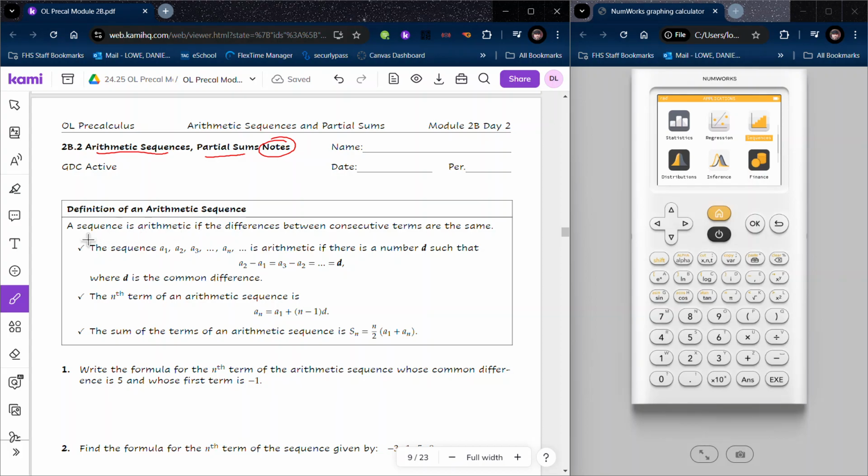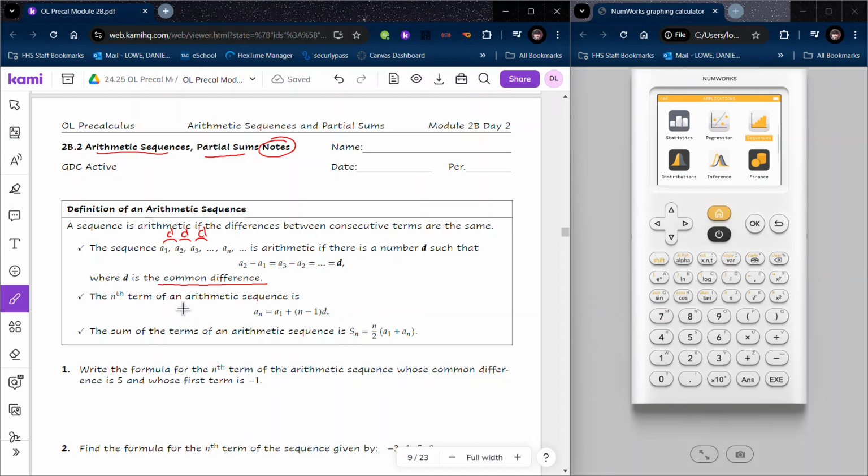A sequence is arithmetic if the differences between consecutive terms are the same. So we'll say that we have a common difference. So this sequence, a sub 1, a sub 2, a sub 3 to a sub n, going on infinitely, is arithmetic if there is some number d such that the difference between the first two terms is the difference between the next two terms, right? And that difference continues on between terms. If that difference is the same each time, then we'll say the sequence is arithmetic.